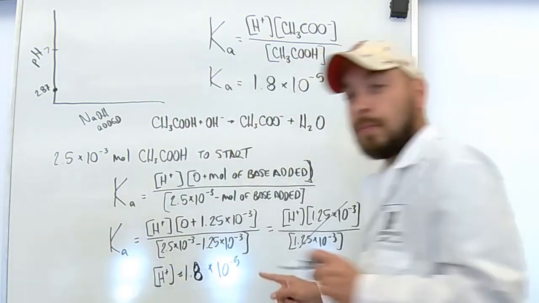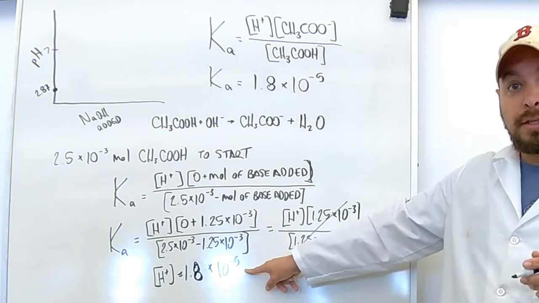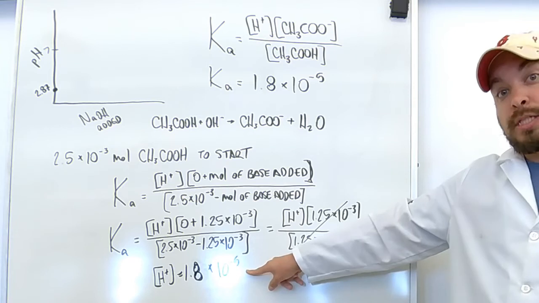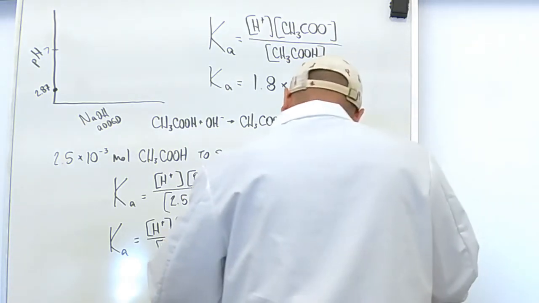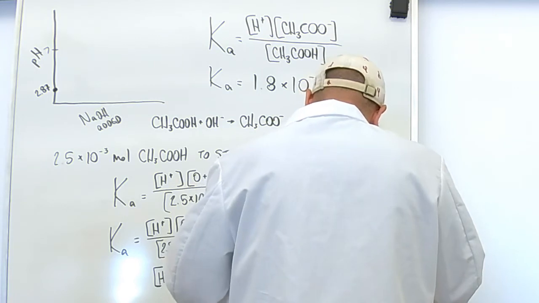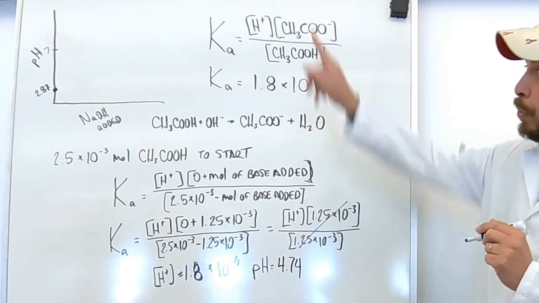And if my H plus concentration is 1.8 times 10 to the negative fifth, the pH is going to be somewhere between 4 and 5. Specifically, it's going to be 4.74. So what I'm going to do is put that up here.